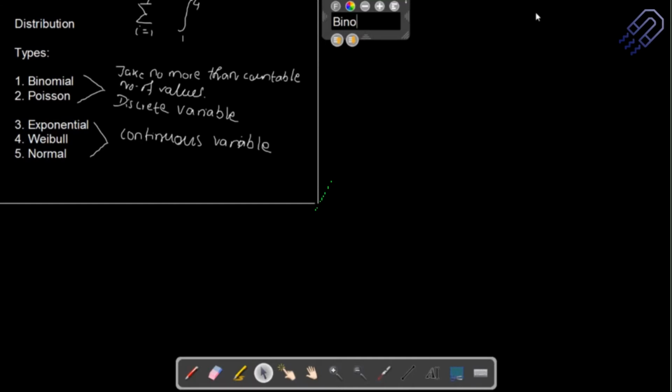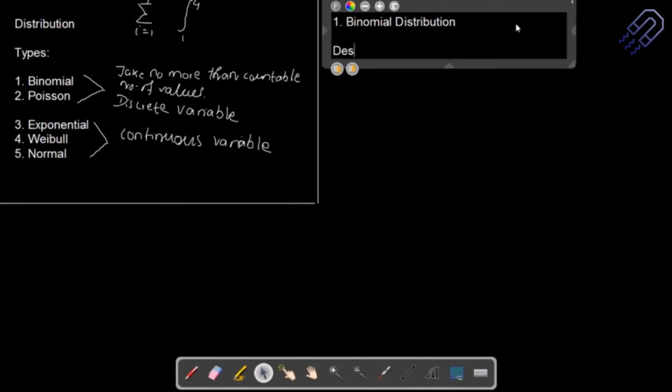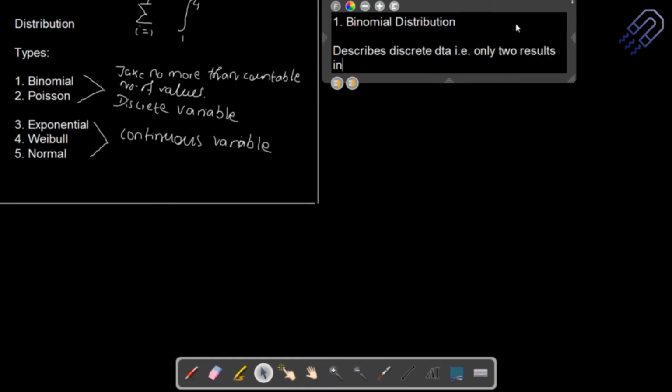The term binomial suggests that there have to be only 2 kinds of results, so here it talks about 2 outputs. First one is binomial distribution. We're going to continue with this topic for maybe the next class as well. It usually describes, as I said, discrete data, and by that we mean it will have only 2 results in a random experiment.